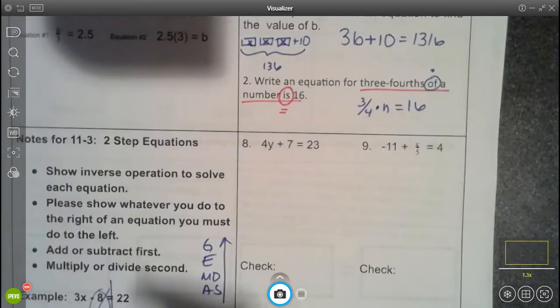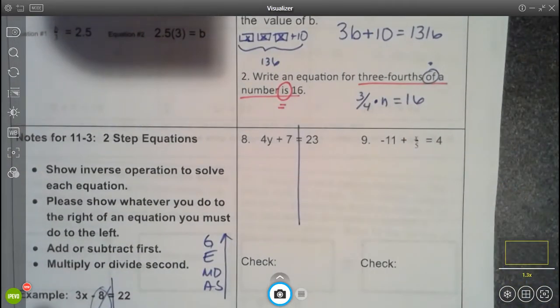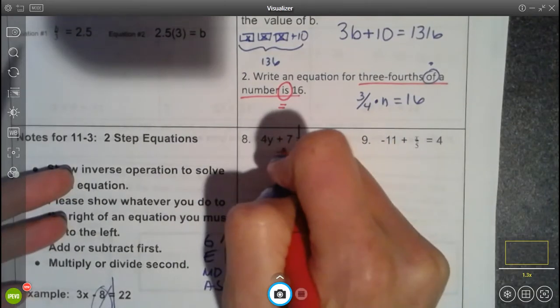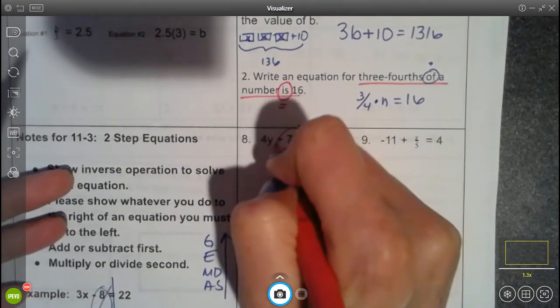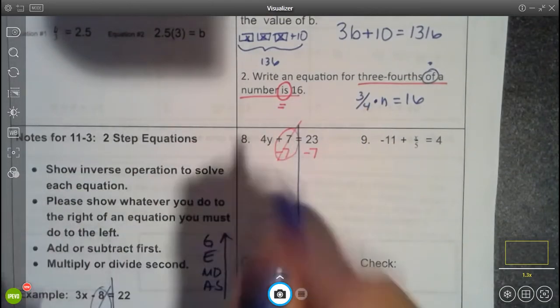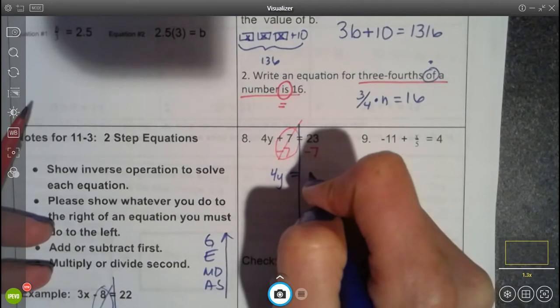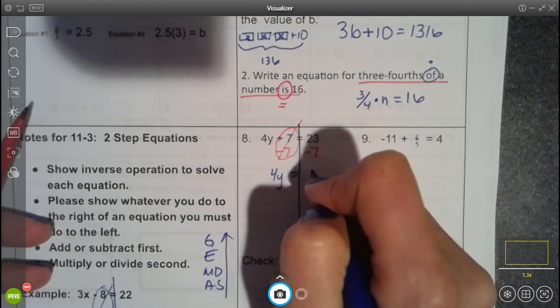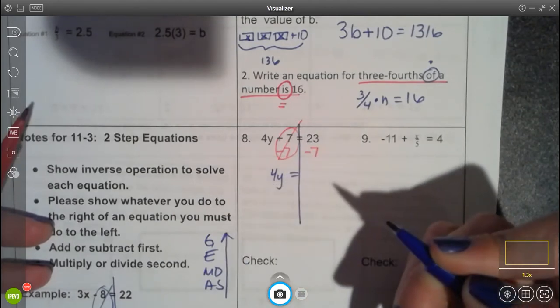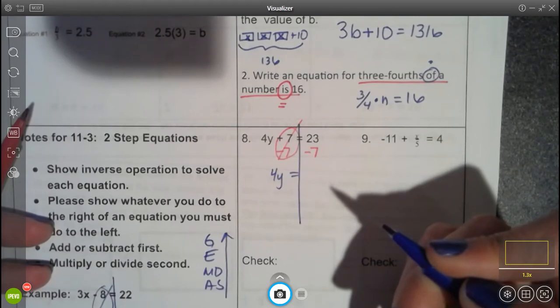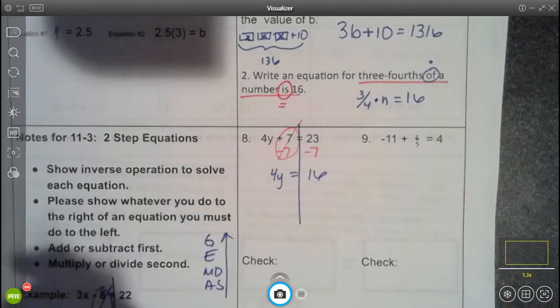So let's go ahead and try that. Most kids find two-step equations fairly easy. I am going to zero out my constant on each side. And so this gets me 4y equals, what is 23 minus 7? I could use a calculator. 23 minus 7, 16? Okay, I think. Might want to check me on that.